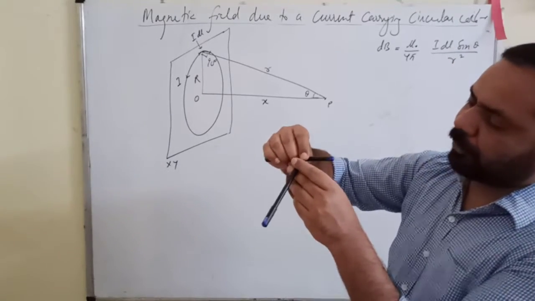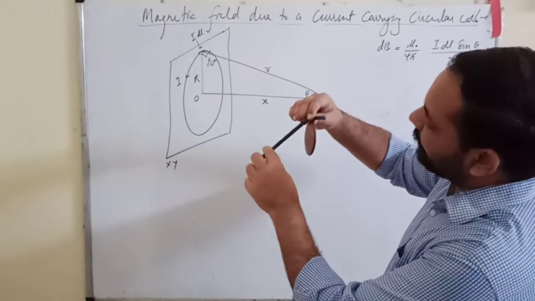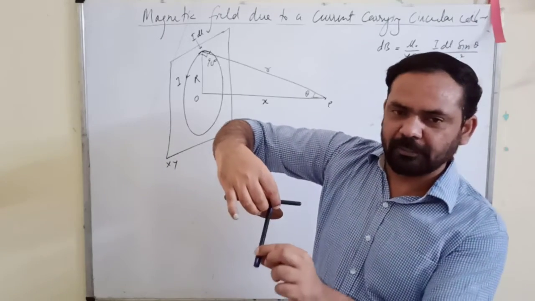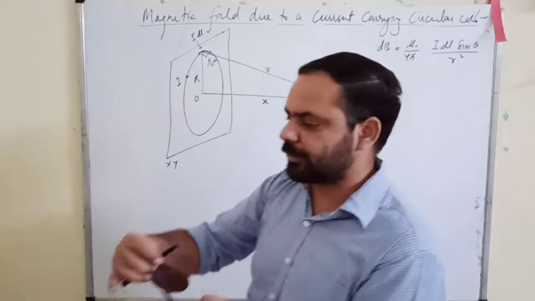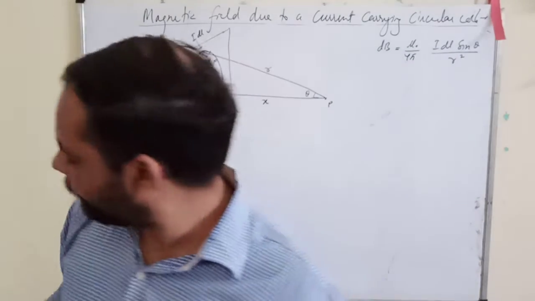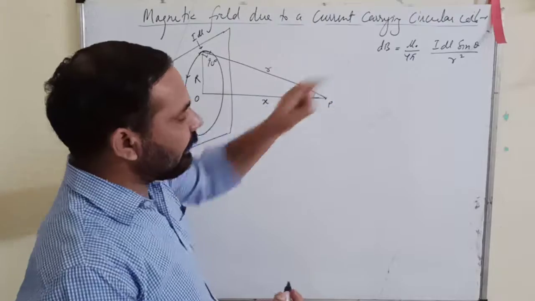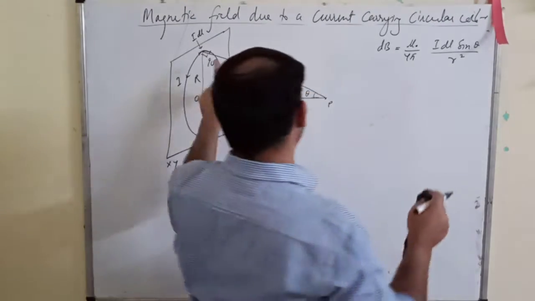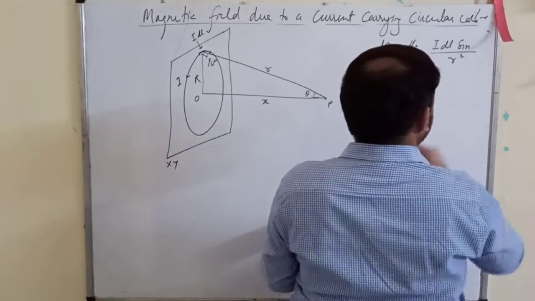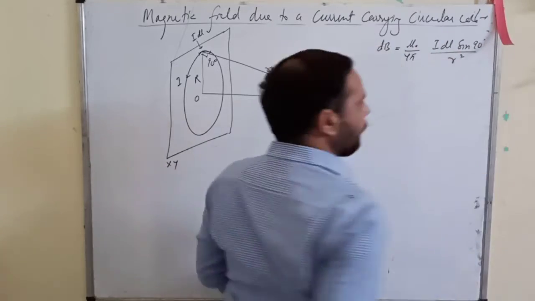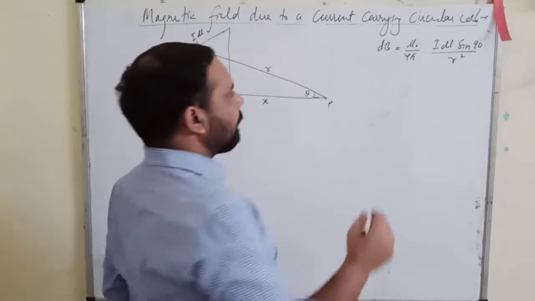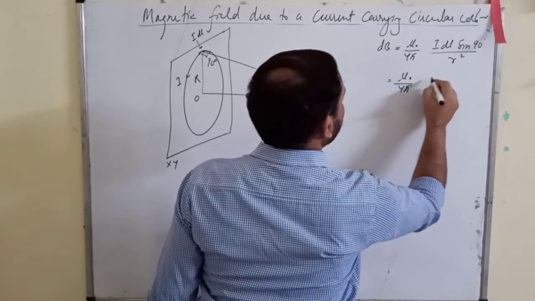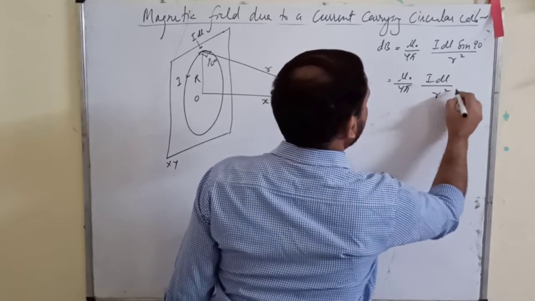Now look at the pen. The angle with the coil changes, right? But the angle with the IDL vector remains 90 degree. So this theta, actually we have taken theta here, but that theta is the angle between IDL vector and R vector. It is 90 degree. So it means that the magnitude, this dB is mu naught upon 4 pi IDL upon R square.